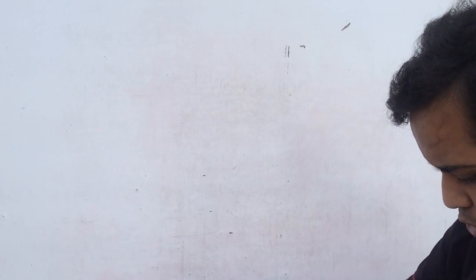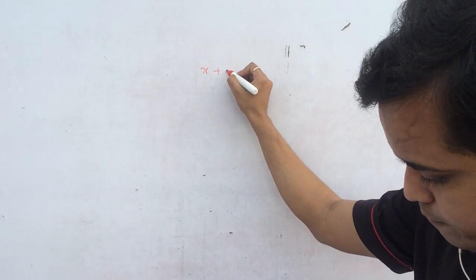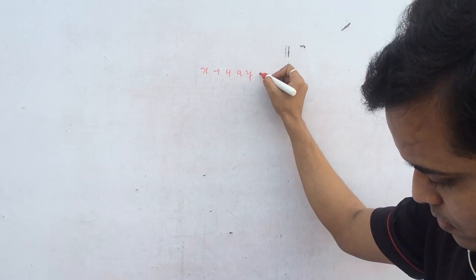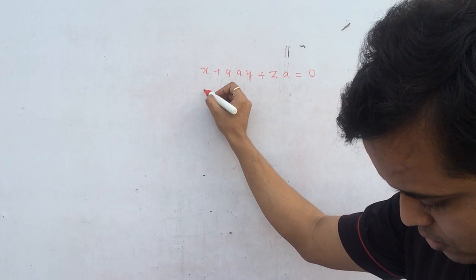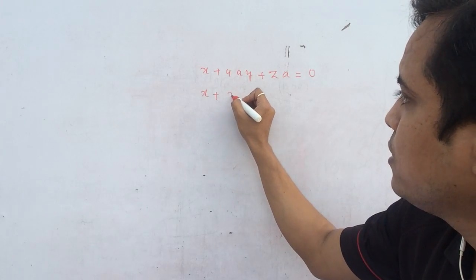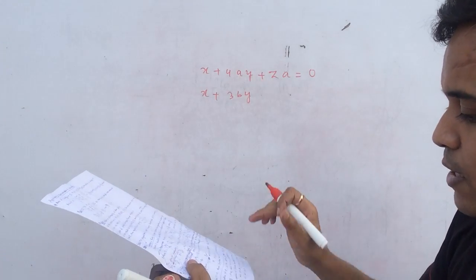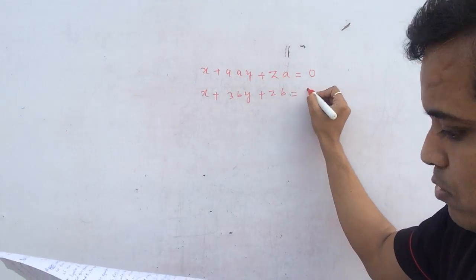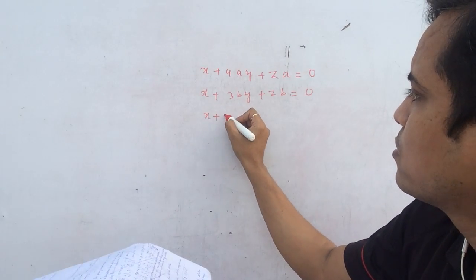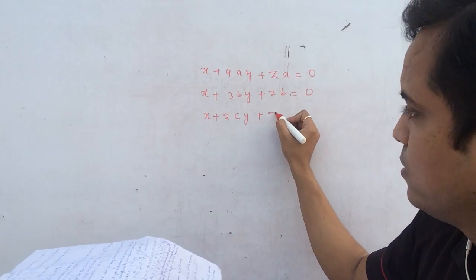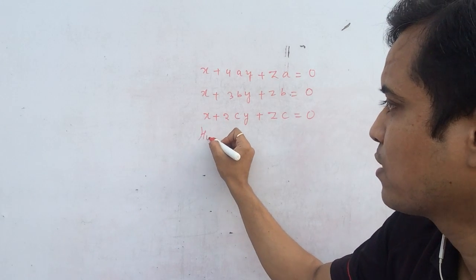If the system of linear equations is x plus 4ay plus za equal to 0, and x plus 3by plus zb equal to 0, and x plus 2cy plus zc equal to 0. What do you see? d1, d2, d3 equal to 0. So this is called homogeneous.